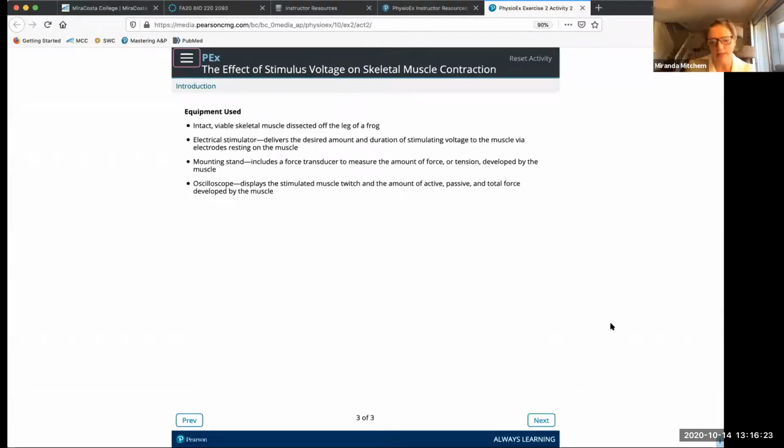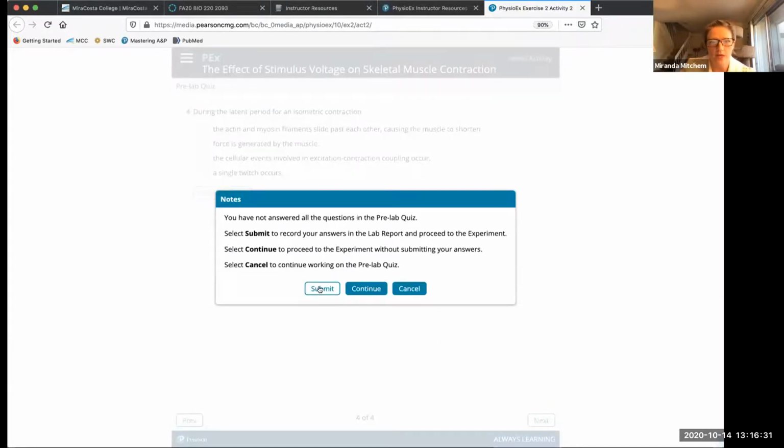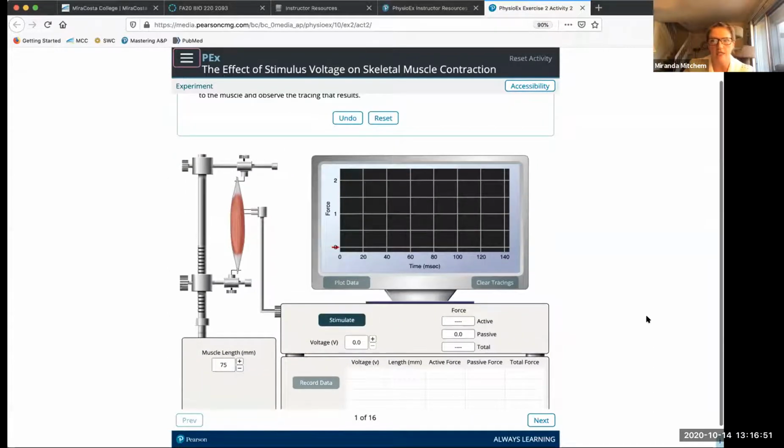I am going to skip over the introductory material and really just get to the demonstration. All the PhysioEx labs have a pre-lab in them. And I'm going to skip the questions too. I want to get to the experiment. Okay, so the setup is we have a muscle that is suspended. It is connected. There are probes going into it. So it's connected to a chart recorder. So essentially this is an EMG, similar to what is done in the lab experiment.